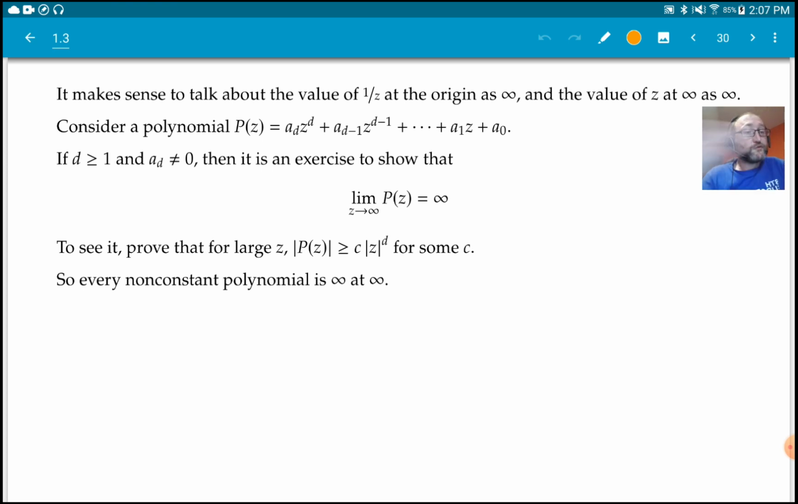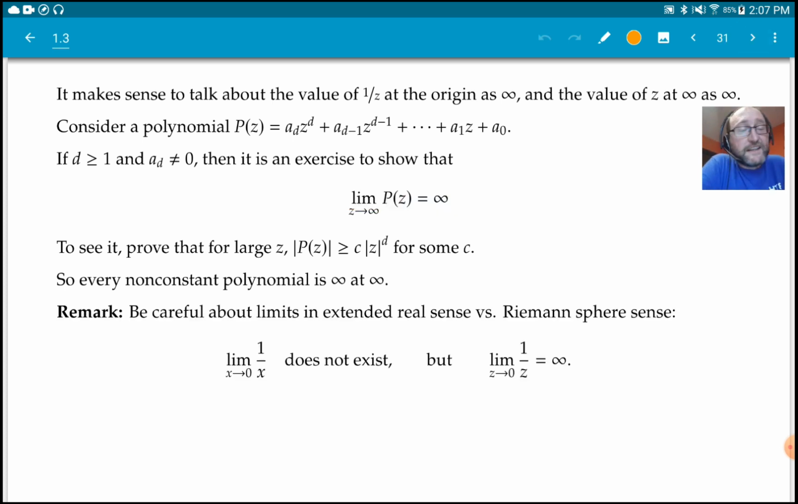So for every non-constant polynomial, a polynomial of degree 1 or more, I can just define its value at infinity to be infinity if I want to. So you can easily say p of infinity is infinity, and really we're just talking about this limit.